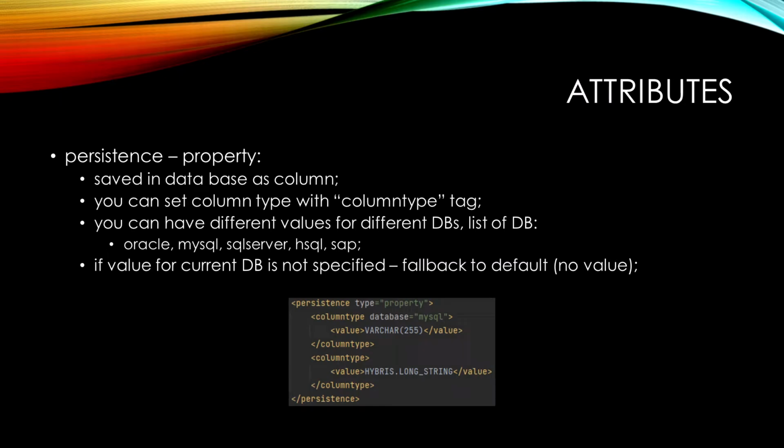There are two types of persistence. First, property means that attribute is saved in the database as a column. Column type can be configured, taking DB vendor into consideration.